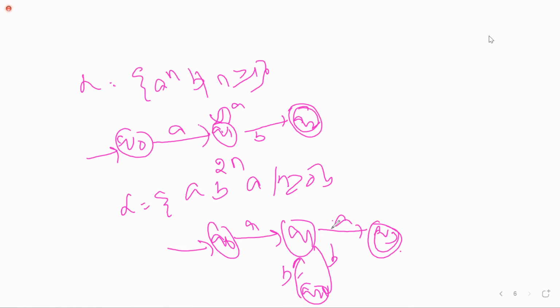Ma'am, why can't we put a self loop on Q1? Self loop B? Can we put that? Self loop B means it will take not only even numbers, a single B or 3 Bs also get accepted. But here it is B to the power of 2n, which means it accepts only even numbers. Okay, got it, ma'am.